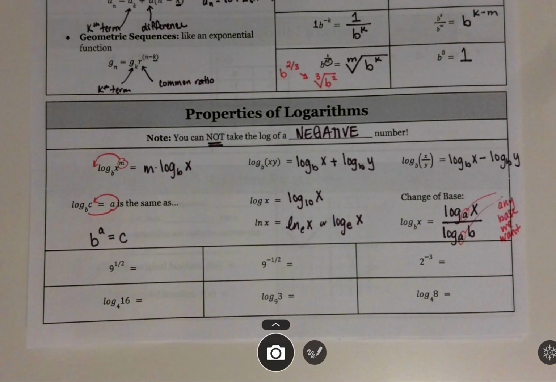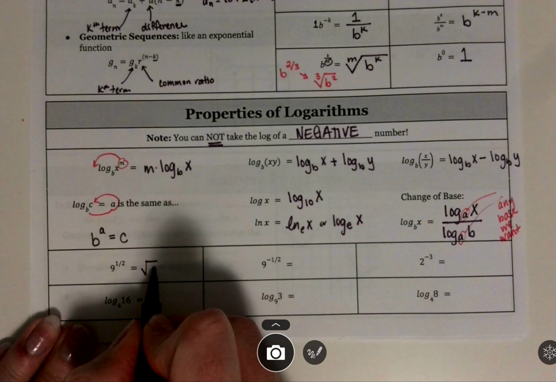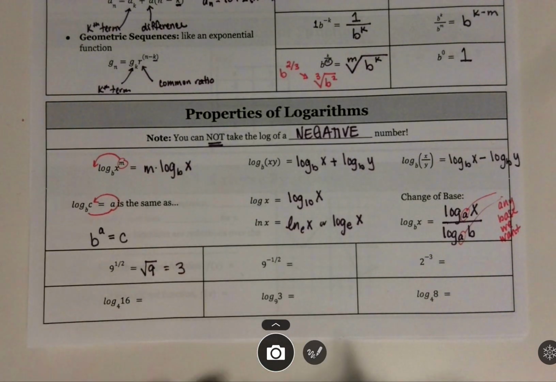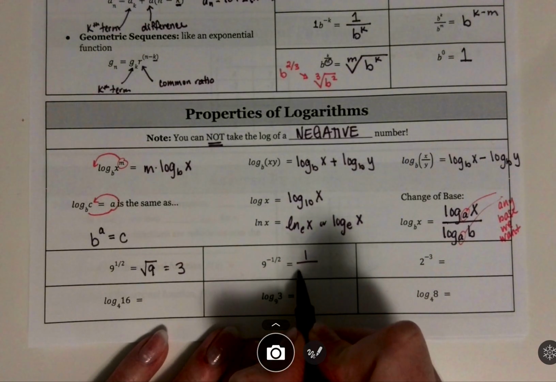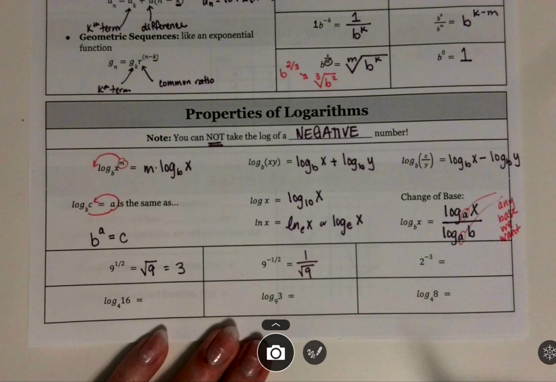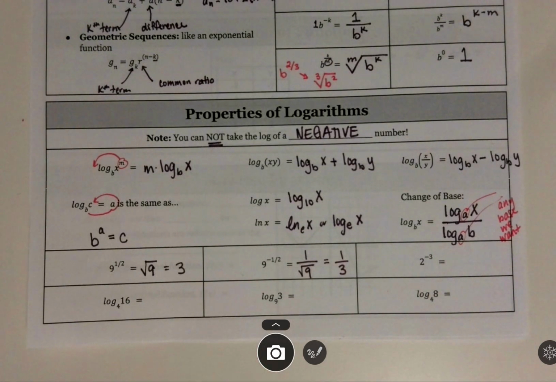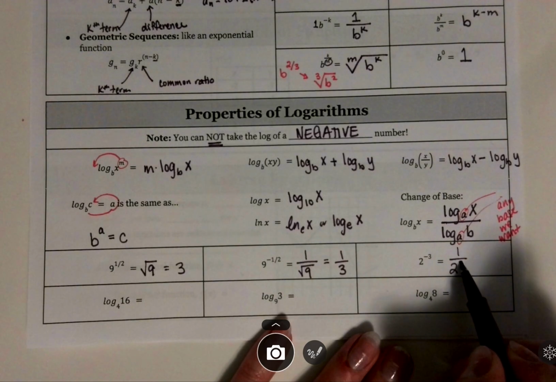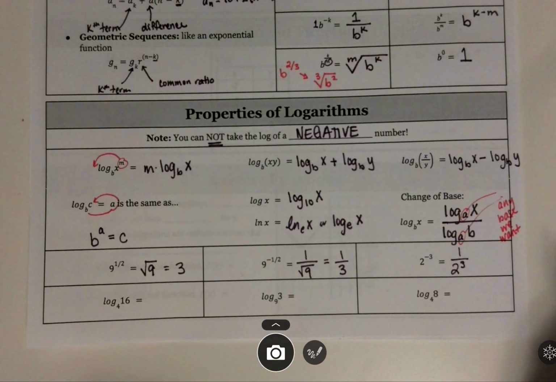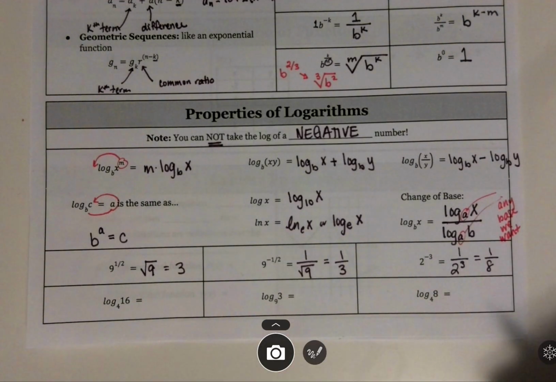A couple of these examples you can try on your own. I'm going to go through them pretty quickly. If I have an exponent of 1/2, that'll be the square root of 9, which is 3. If I have an exponent of -1/2, I know it'll turn into 1 over the square root of 9, because that negative exponent pushes it into my denominator, which I can then simplify into 1/3. Again, a negative exponent means it's moving to my denominator. Once it's in my denominator, it is a positive exponent. 1 over 2 to the third is 1/8.